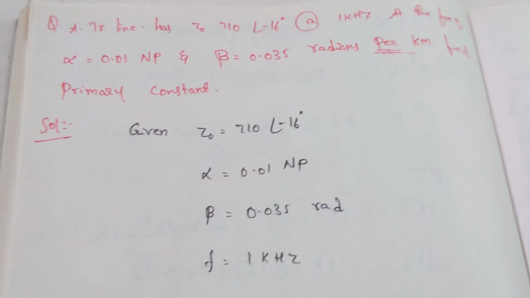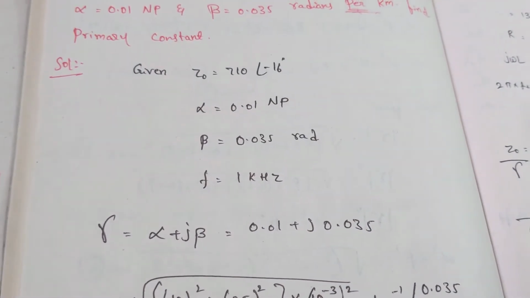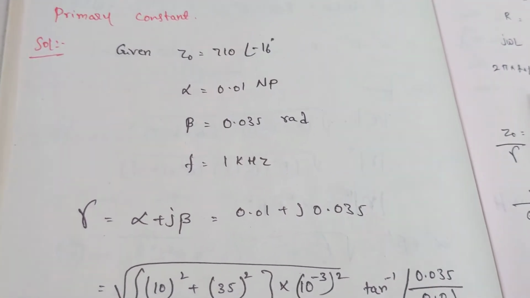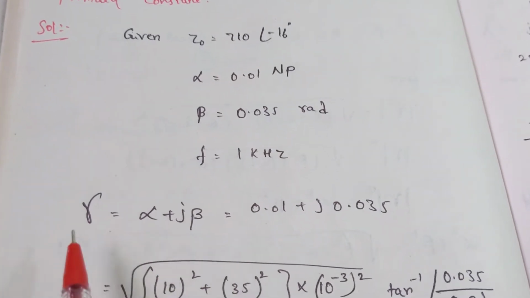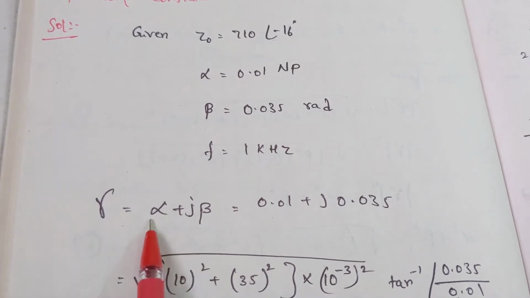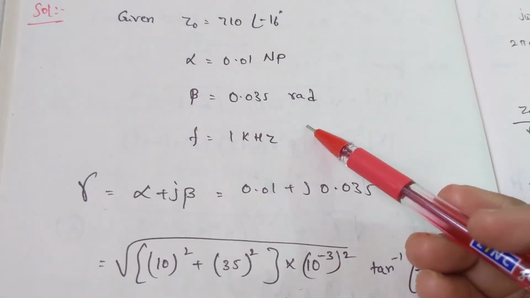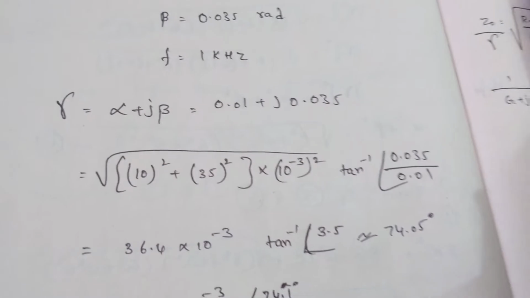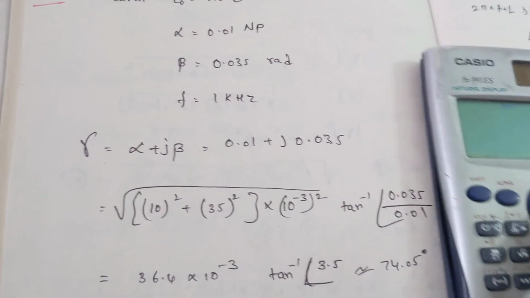So first of all, we simply write the data whatever they provided. They provided Z0, alpha, beta and frequency f. As we know, the propagation constant gamma is equal to alpha plus j beta. Already we know alpha and beta, so from this we find out what the propagation constant will be.